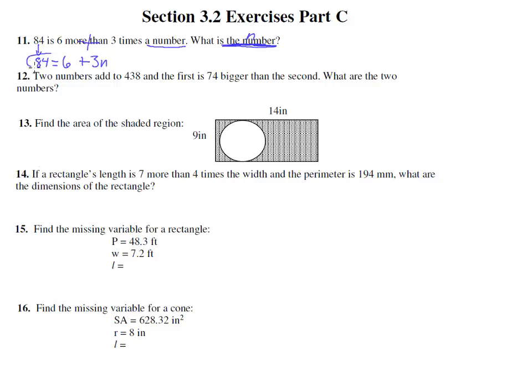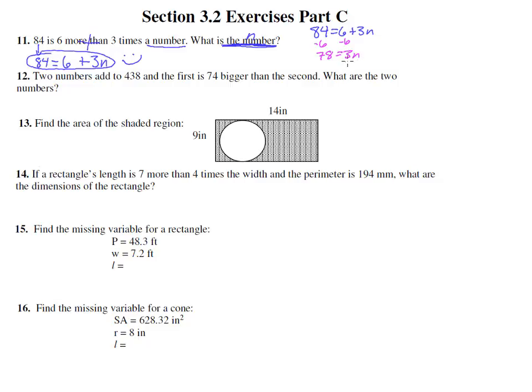So 3 times a number. Well, look at that. That's an equation. We know how to do that. Let's write it over here. 84 equals 6 plus 3n. Can we solve this? Yeah, certainly we can. We're trying to get n by itself, so we've got to subtract off the 6. And we now have 78 equals 3 times n.